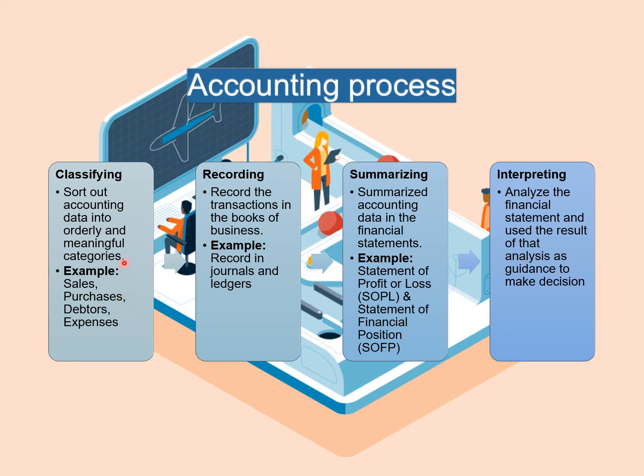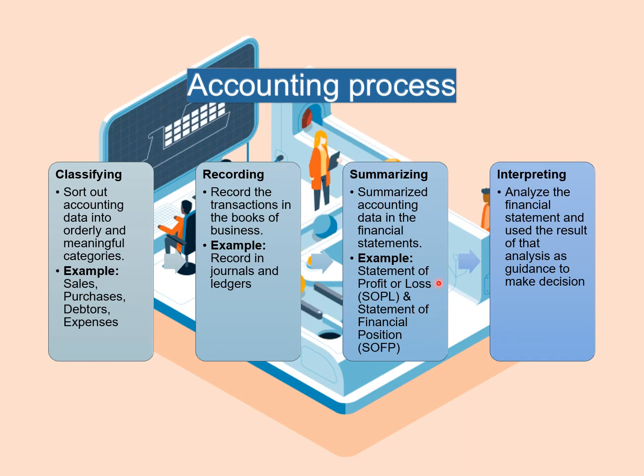And then lepas you dah classify dia, setiap kategori record ni you akan record dia. Setiap kategori dokumen yang you dah sort tadi tu, you akan record dia dalam the books of the business, which is dalam journals and also ledger. And then kita akan summarize. Bila kita dah record ni, kita record satu-satu, right? So at the end of the month or at the end of the year, you akan totalkan semua. So you akan summarize the accounting data in the financial statements. And then when you summarize, you akan boleh keluarkan this data, which is the statement of profit or loss and also the statement of financial position. So yang ni akan kita akan go through bila kita dah start progress nanti.